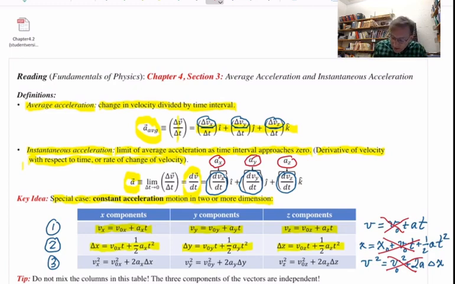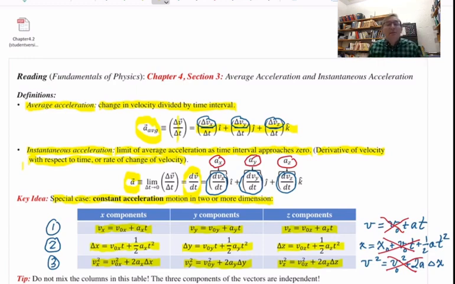So in the first column, V x final squared equals V initial x squared plus 2 times the constant x acceleration times the change in the x coordinate. And then a similar equation for y components and a similar equation for z. So this table is very handy if we have a particle moving around in 2 or 3 dimensions and we know its acceleration is constant.